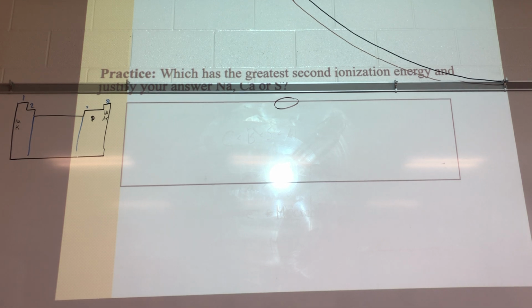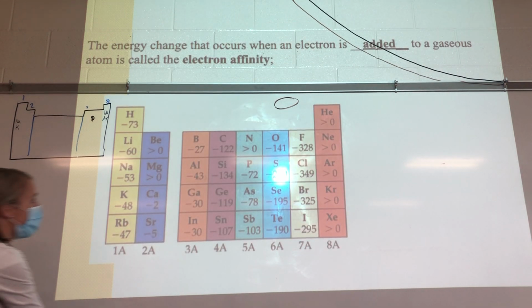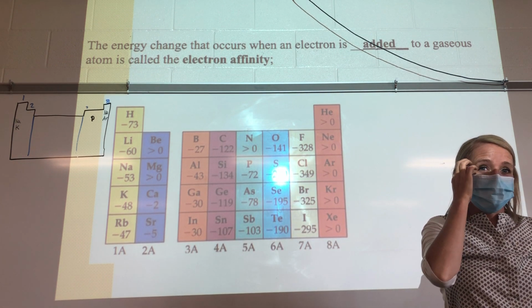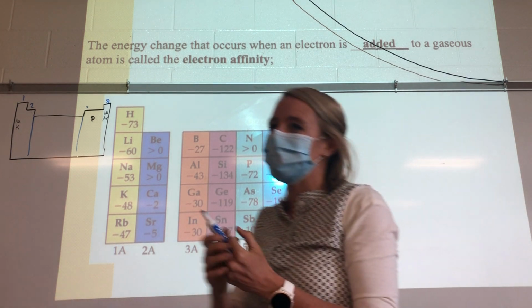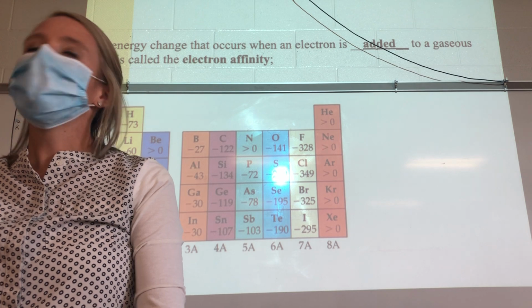Okay, we got 2 more trends. Here we go. Okay, next trend is known as electron affinity. Now, electron affinity is opposite in definition to ionization energy. It's not opposite in numerical value, but it is opposite in definition. Meaning, if ionization energy is the energy it takes to remove, affinity is to add.